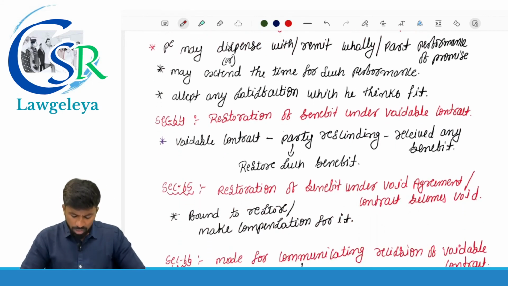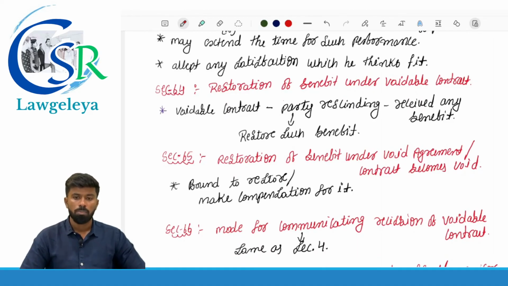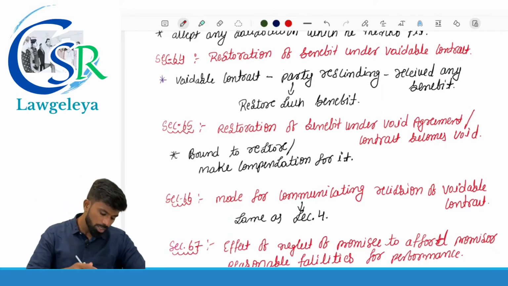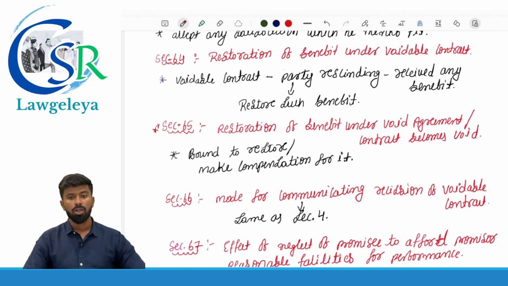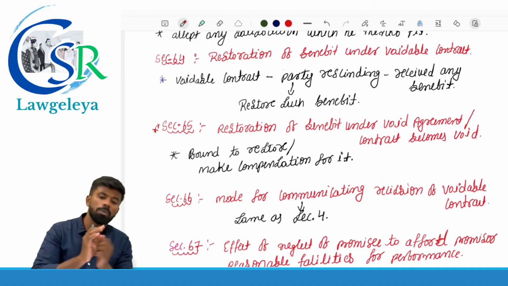Section 64. Restoration of benefit under the voidable contract. Any benefit received under a voidable contract by a person who is having a right to cancel it, if he decides to cancel it, must restore the benefit. 65. In the same way, restoration of benefit under which contract? Void contract, where an agreement is discovered to be void or it becomes void. See, it is not applicable for minors agreement because minors agreement is what? Void ab initio. They asked a practical question in the previous examination based on section number 65. If a contract becomes void or if it is discovered to be void, then the party who has received the benefits must restore the benefits back.